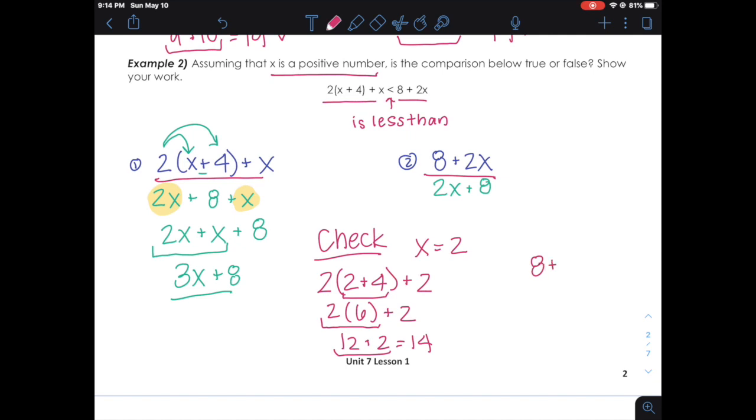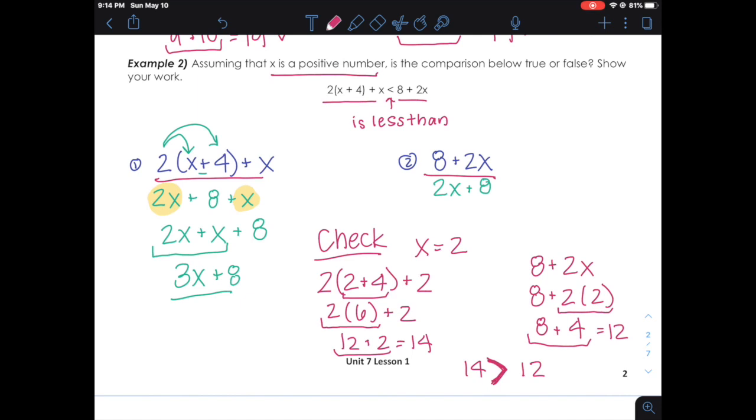So let's check the second expression now. We have 8 plus 2x. Again, we're substituting x with the number 2. So 2 times 2. We got to do the multiplication first. So 2 times 2 gives us an answer of 4. Bring down our 8. And 8 plus 4 gives us a final answer of 12. Which is bigger, 14 or 12?